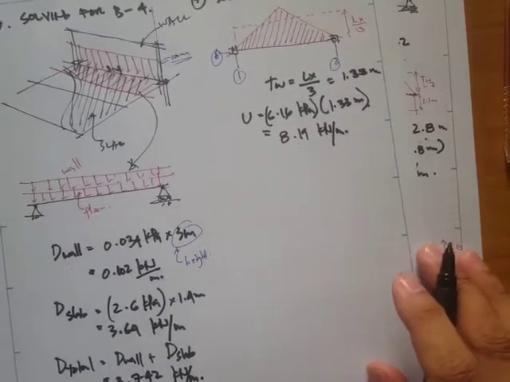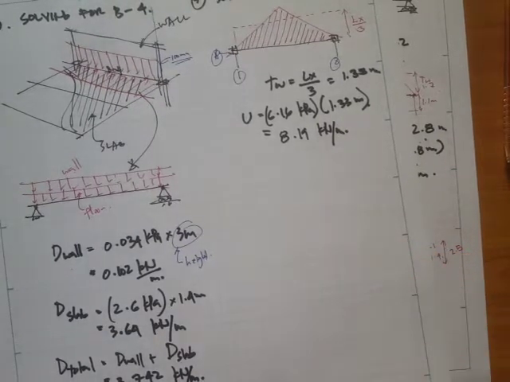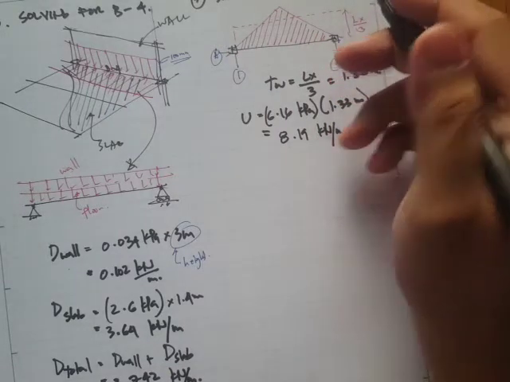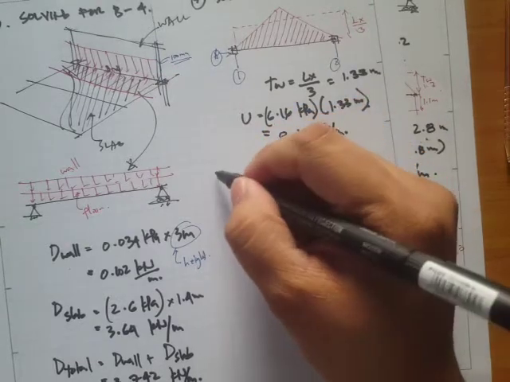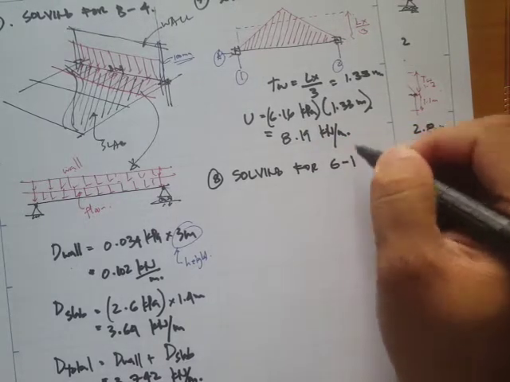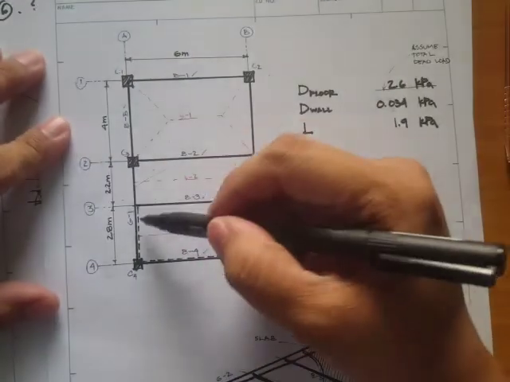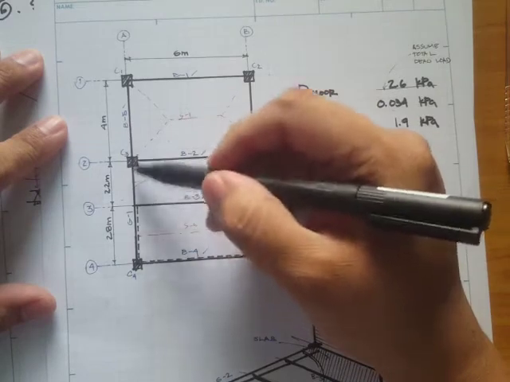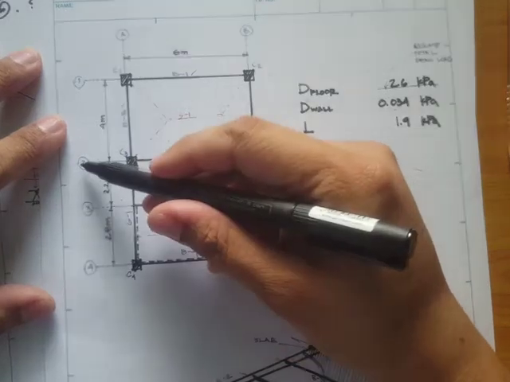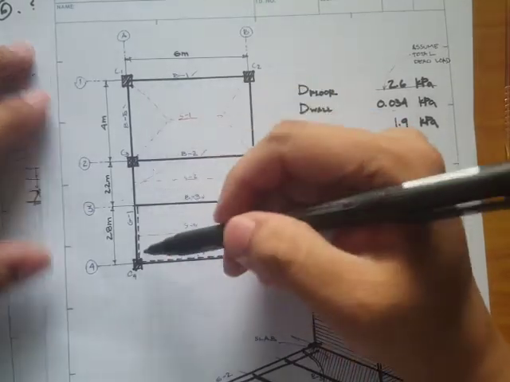Alright, let's continue on the sample problem that we're trying to solve. So now we're done with the beam B-5. We'll now solve for G-1. Here's the G-1. The girder 1 is from this point C, A4 to A2, and there's a point load coming from this beam right here. So that's a girder. So girder 1.